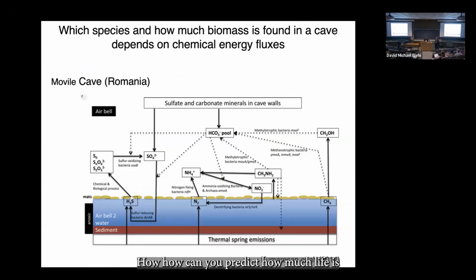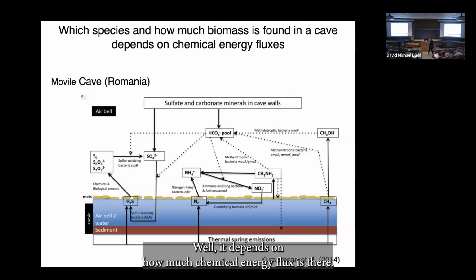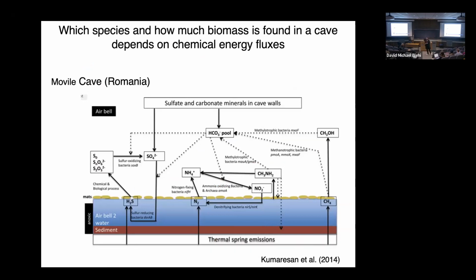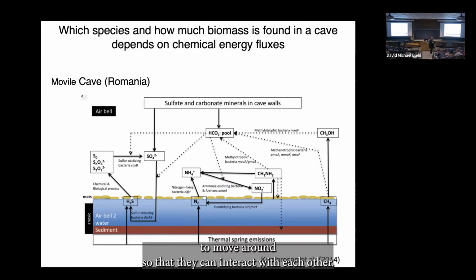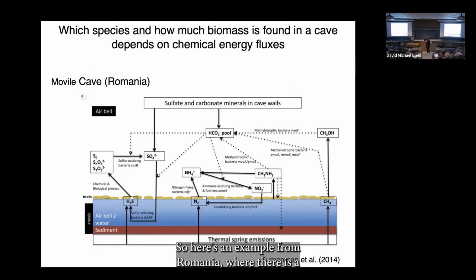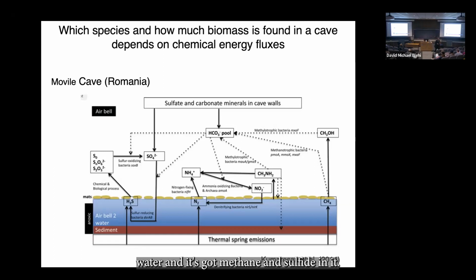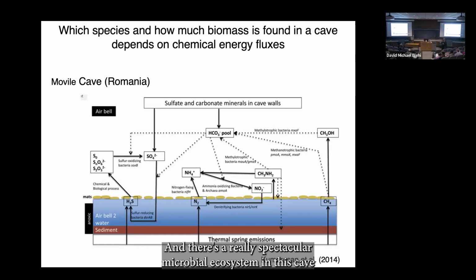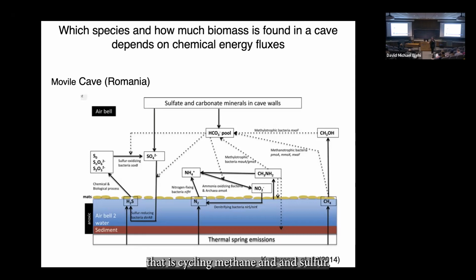Okay. How can you predict how much life is going to be underground in these situations? Well, it depends on how much chemical energy flux is there. And that lots of times depends on fluid flow. So once again, it's kind of about getting fluids to move around so that they can interact with each other. So here's an example from Romania where there is an aquifer that is connected to the Black Sea. And the Black Sea has this anoxic bottom water, and it's got methane and sulfide in it. And there's a really spectacular microbial ecosystem in this cave that is cycling methane and sulfur.